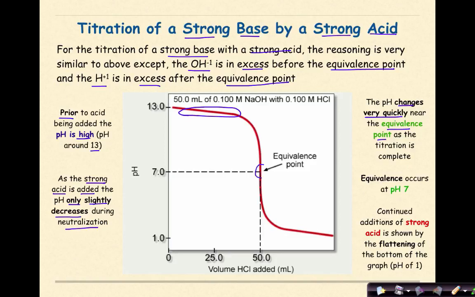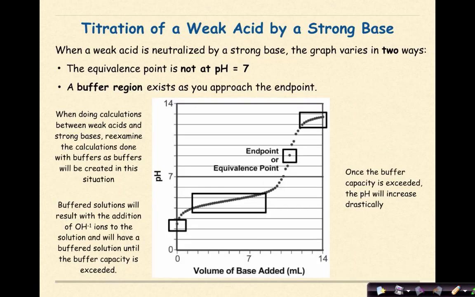So here is our equivalence point. Equivalence, when you have a titration of a strong base by a strong acid, will occur at pH 7. The continued additions of strong acid is shown by the flattening of the bottom of the graph around a pH of 1.